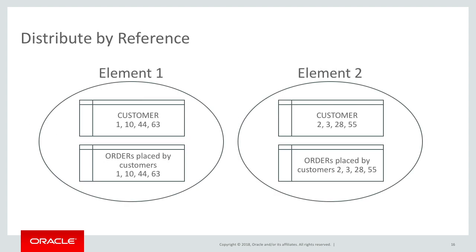So here's another example of a distribute by reference environment. In element 1, we have customers 1, 10, 44, and 63. We also have all the orders that were placed by customers 1, 10, 44, and 63, also in element 1. In element 2, we have a different set of customers, and the orders that were placed by those customers are located in element 2.